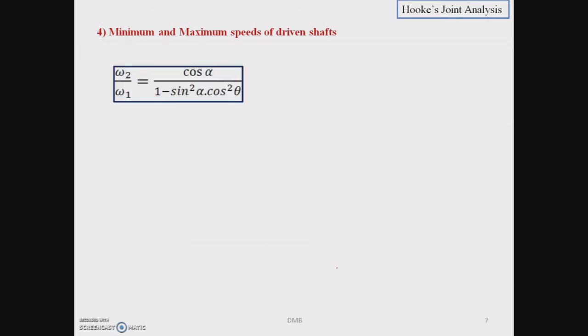Now since the speed of output shaft is varying, it must vary between its minimum and maximum values. From the equation of angular velocity ratio, we can find out the maximum and minimum speeds of the driven shaft.